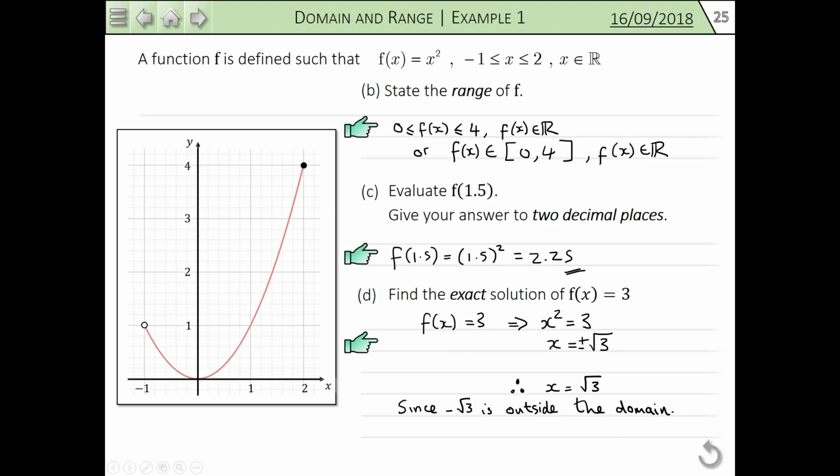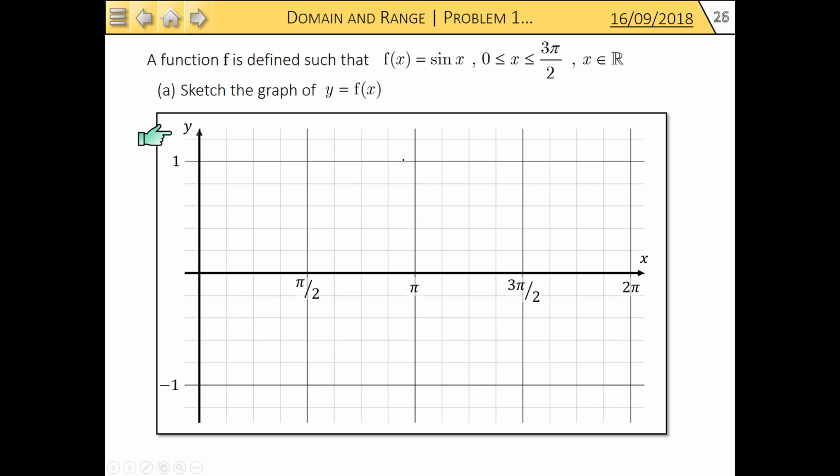Okay, at this point, it would be a good idea to pause the video, copy down the notes, and then have a go at the problem that's paired with this one. Okay, welcome back. Hopefully you paused the video and had a go at this problem pair. We'll now go through the solution so you can check that you've got it right.